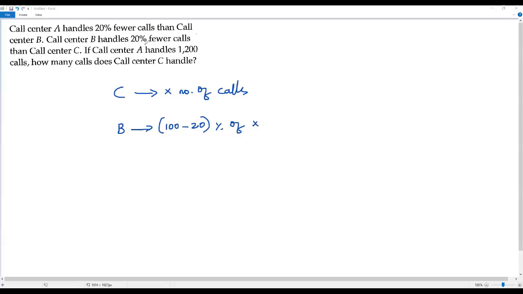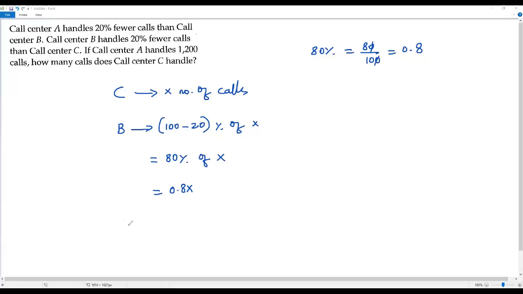Since B handles 20% fewer calls than call center C, I subtracted 20 from 100 percent of the number of calls handled by call center C, that is X. Let's simplify this. 100 minus 20 is 80 percent of X. Converting 80 percent to a decimal, it is 80 over 100, so the 0 cancels and I get 8 over 10. Dividing 8 by 10 gives 0.8. Whenever we have "of" in math, it can be converted to multiplication. So 0.8 times X. The number of calls handled by call center B is 0.8x.